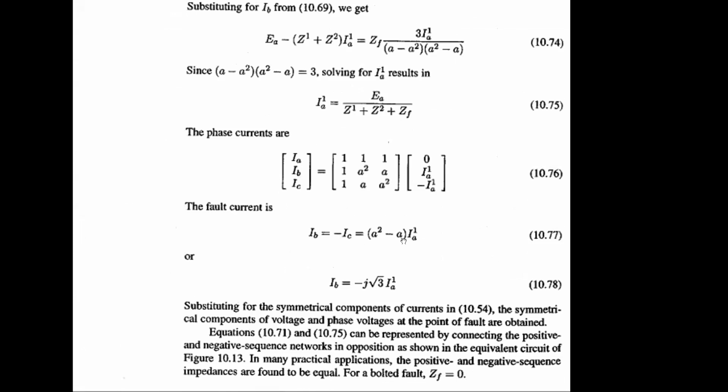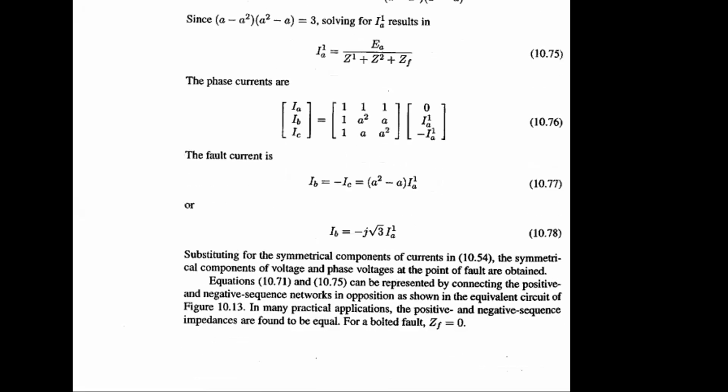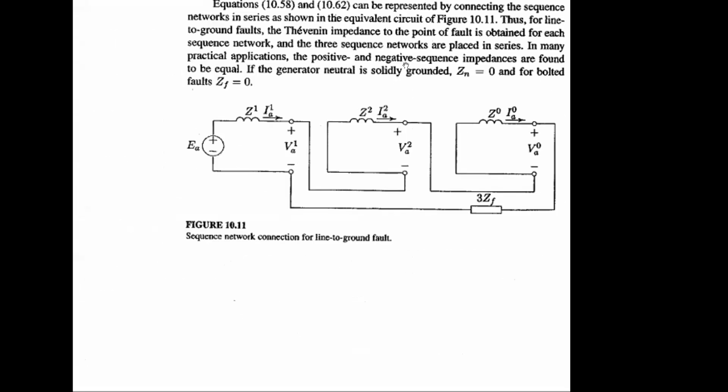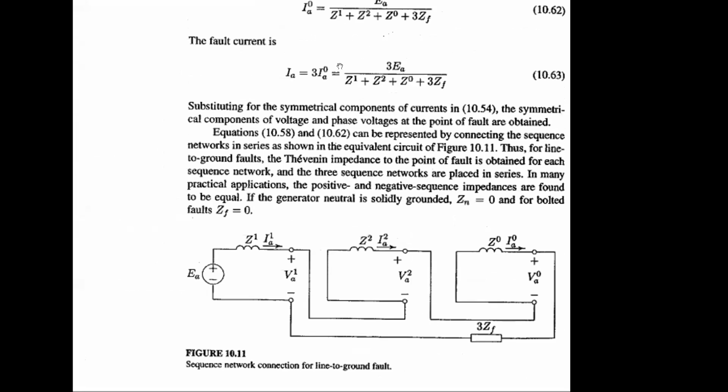IB is minus IC in terms of the A operator, and IB will have a value if you put in the information of the A operator. This part, IA1, is also important: how they are related through Z1, Z2, and ZF. If you can recall, last class we also had 3ZN for single line to ground, and 3ZF for the derivation in terms of IA0.